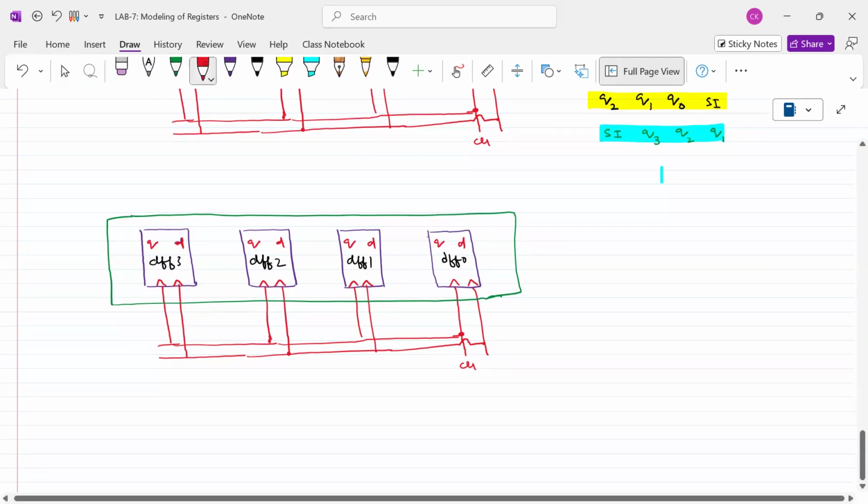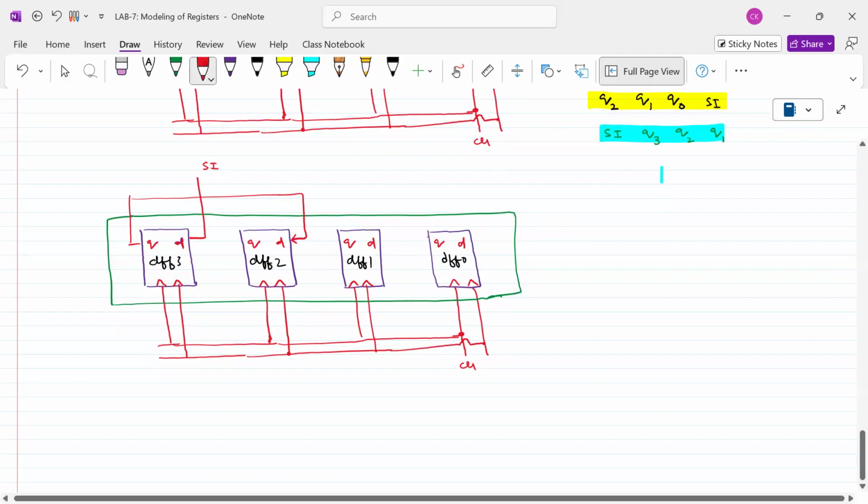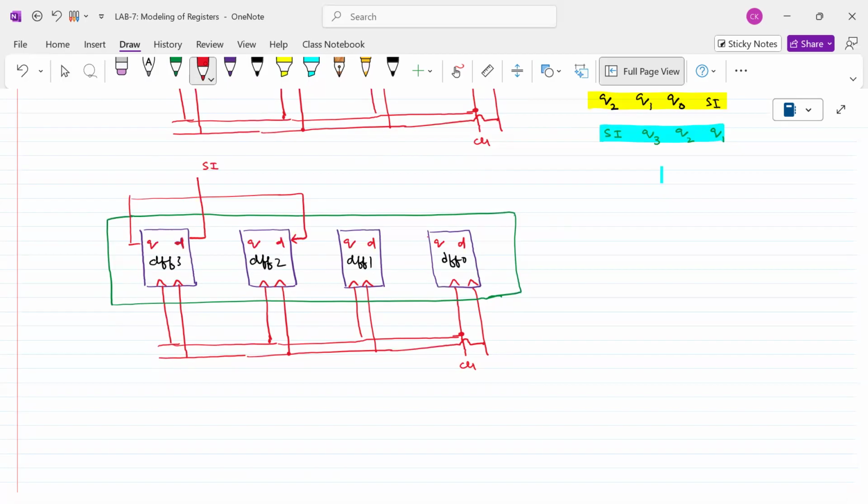I have to connect the serial in here. Okay. Take the output and connect it as an input to this one. Is that right? Apply the serial in at the MSB and take the output and connect it to the preceding stage, not succeeding stage, preceding stage. Okay.